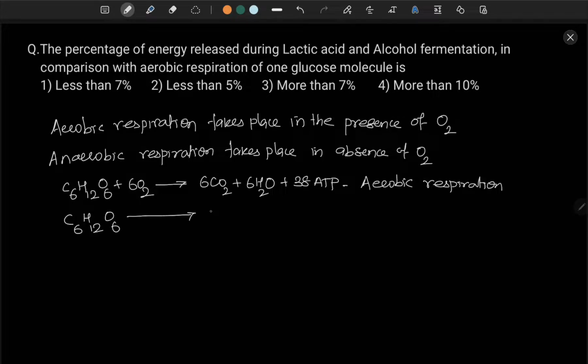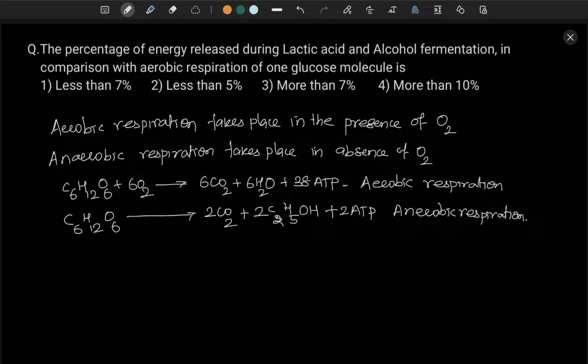C6H12O6 gives rise, in the absence of oxygen, to 2CO2 plus 2C2H5OH, that is ethyl alcohol, plus just 2 ATP molecules. This is anaerobic respiration. We are surprised to know that the presence or absence of oxygen makes that much difference. In the presence of oxygen, 38 ATP molecules are formed from the same glucose molecule. In the absence of oxygen, just 2 ATP molecules are formed from the same glucose molecule.